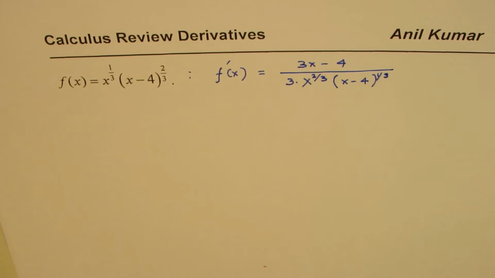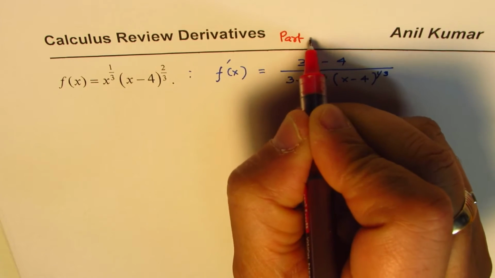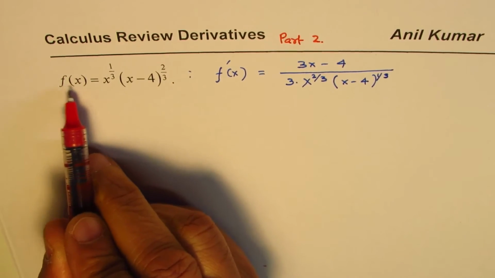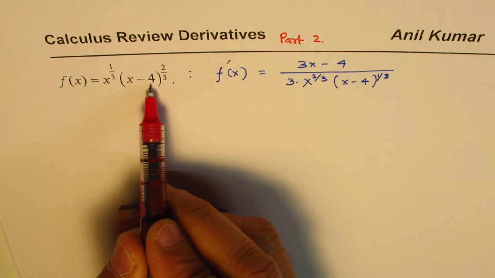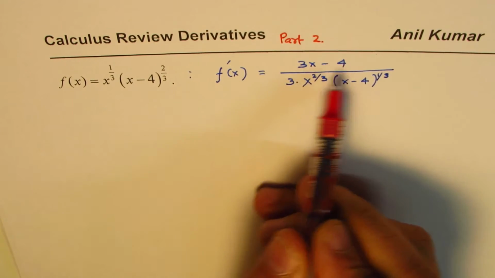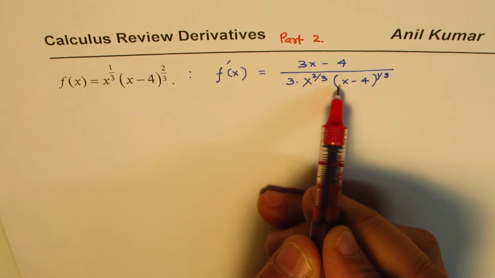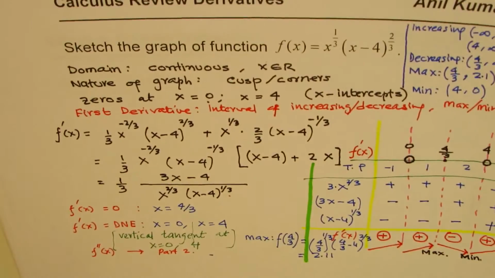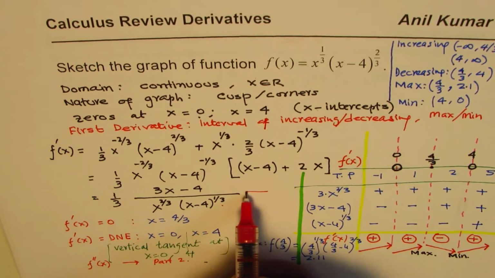So now let us continue with part 2 of this particular question which we are discussing. In the first part, we found the derivative of the function f of x equals x to the power of 1 over 3 times (x minus 4) to the power of 2 over 3, and the derivative was (3x minus 4) divided by 3 times x to the power of 2 over 3 times (x minus 4) to the power of 1 over 3, right? So that's the part 1 which we did. So we are talking about this particular derivative, right?